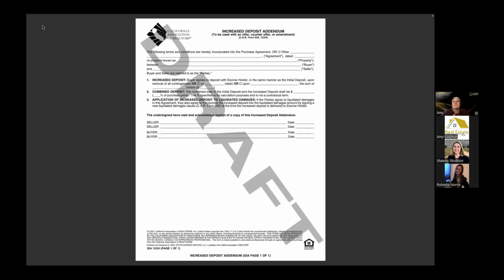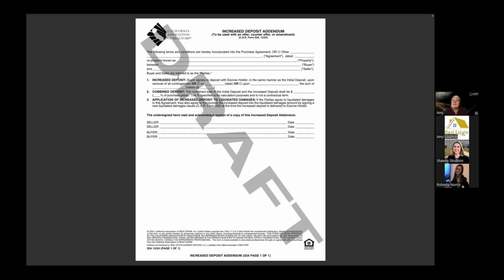If you've got your other box there as well. Dated, that's going to be the date on the upper left-hand corner of the first page of that purchase agreement. You're going to put in the full property address on the next line. You're going to put in the buyer's names and then the seller's names. Buyers and sellers are referred to as parties. Number 1 is increased deposit.